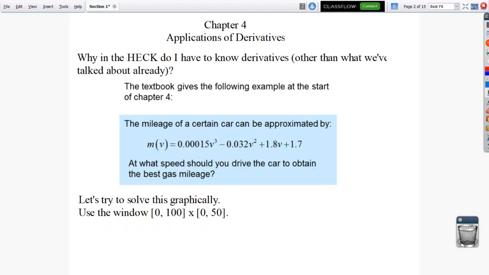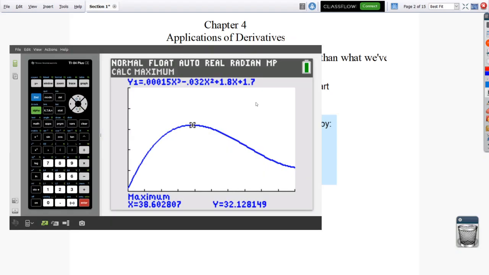Again, we have to go back into the setup of the problem to figure out what those stand for. Our independent variable here is the speed that the car is going. Our dependent variable is the mileage that we get off of that car. So our independent variable says we should be going 38.603 miles per hour to get the best mileage on this car. And the best mileage we can get is 32.128 miles per gallon.